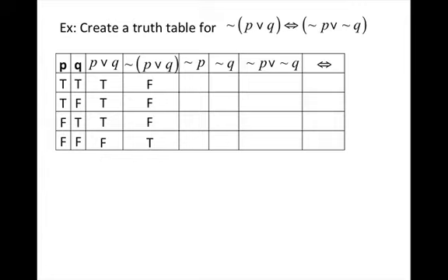In the next 2 columns, I'm going to negate P and then negate Q. So the opposite of P is false, false, true, true. And the opposite of Q is false, true, false, true. Now that I have these 2 negations, I compare them with the OR. The OR is only false when both sides are false. So look at when not P and not Q are both false, and that's in the first row. So it's true everywhere else.